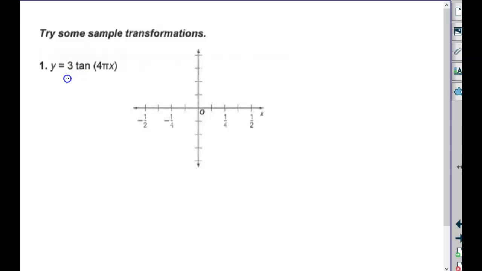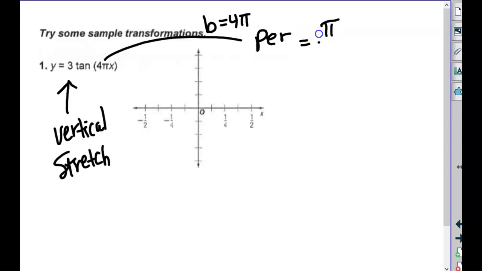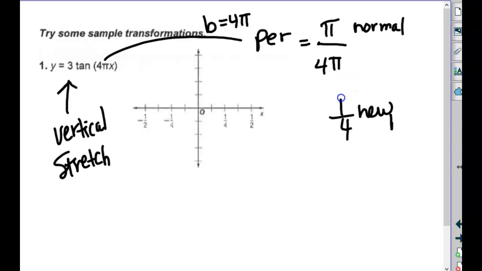This one, this is a vertical stretch. It's not the amplitude. It just means it goes up 3 times faster. Is that really going to make a big difference? No. Okay. The period, if B is 4 pi, the period would be the normal period of pi divided by 4 pi, which would make it what? 1/4 is the new period.